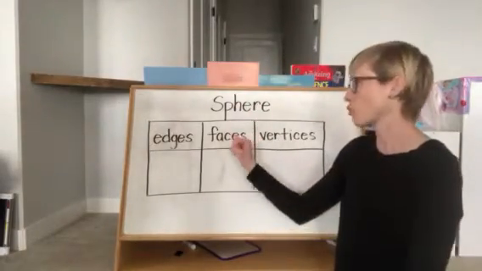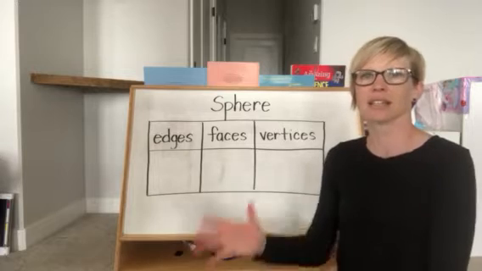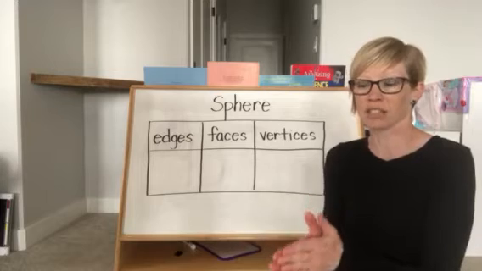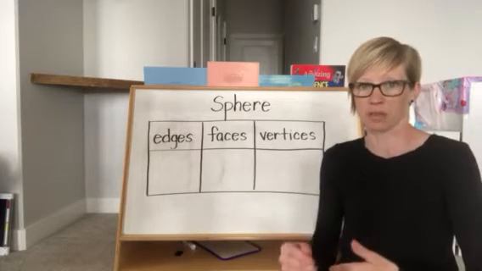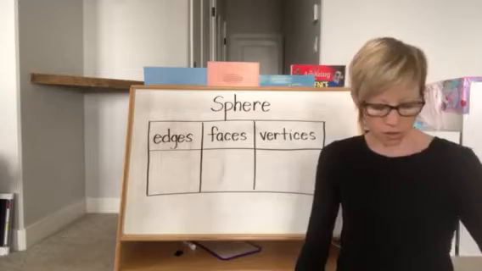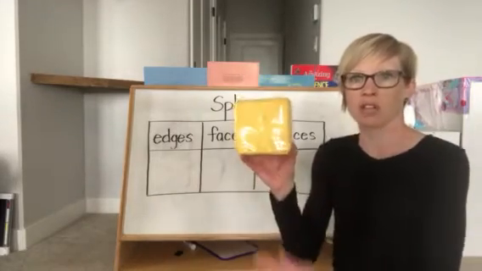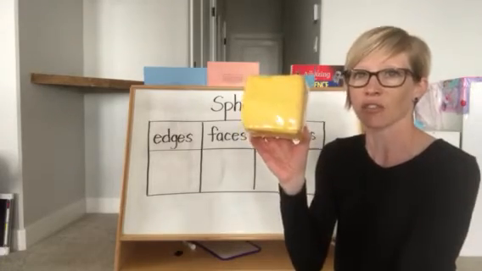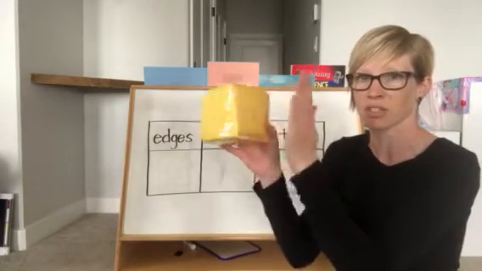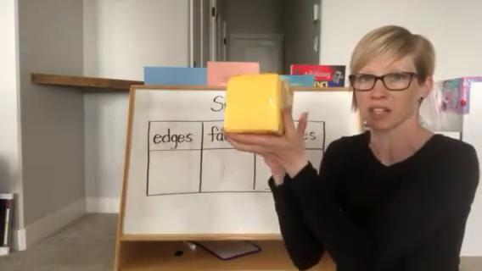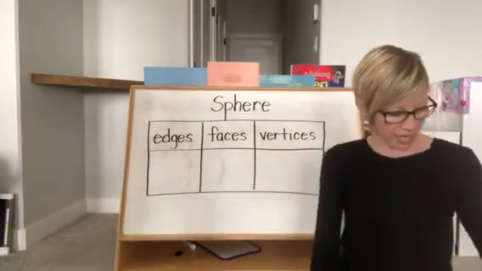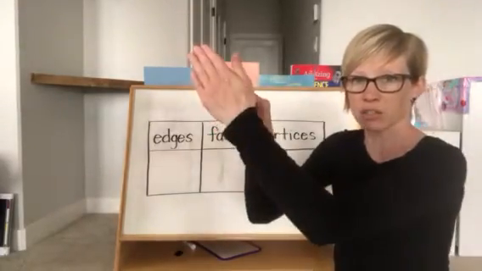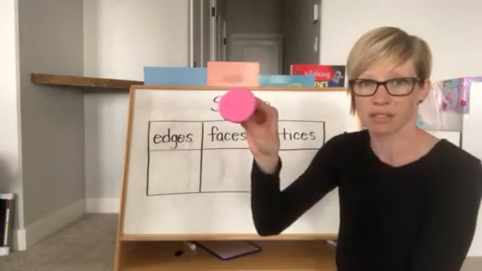Then you need to know what a face is. A face is any flat 2D shape, so any flat shape that's on a 3D shape is a face. So let's just look quickly at these shapes. This square is flat, and that is a face. This is a face, a face, a face, a face, a face. So any flat 2D shape on this cone is a face.